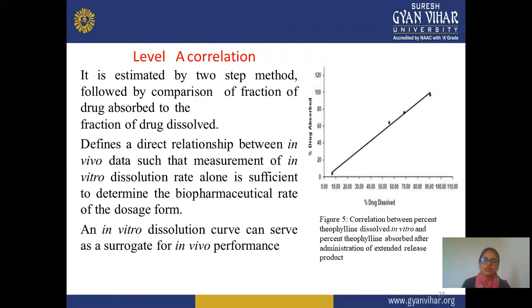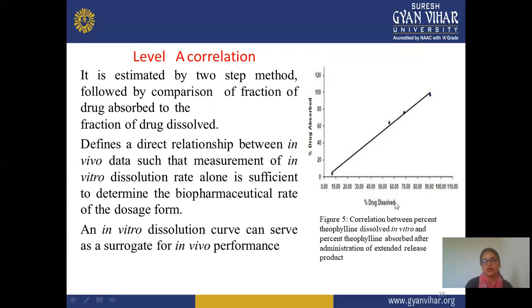In level A correlation, it is estimated by a two-step method, followed by comparison of the fraction of drug absorbed to the fraction of drug dissolved. Means this is a two-step correlation. You compare the fraction of drug dissolved and absorbed. This defines a direct relationship between in vivo data and in vitro dissolution rate, where the in vitro dissolution rate alone is sufficient to describe the pharmaceutical rate of the dosage form. And the in vitro dissolution curve can serve as a surrogate for in vivo performance.